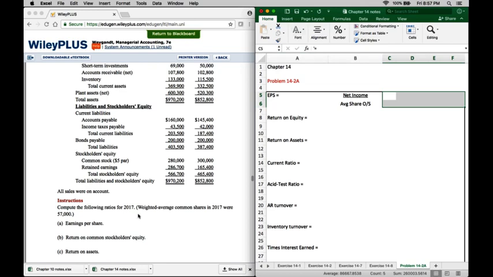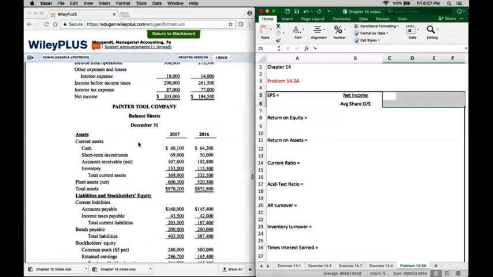So we know that the weighted average shares outstanding was 57,000, and we know in the problem the net income is 203. All the numbers are given to us over here. So 203 divided by 57 gives you earnings per share of $3.56. This is basically saying that for each shareholder, the company in the current year had net income earnings of 3.56.